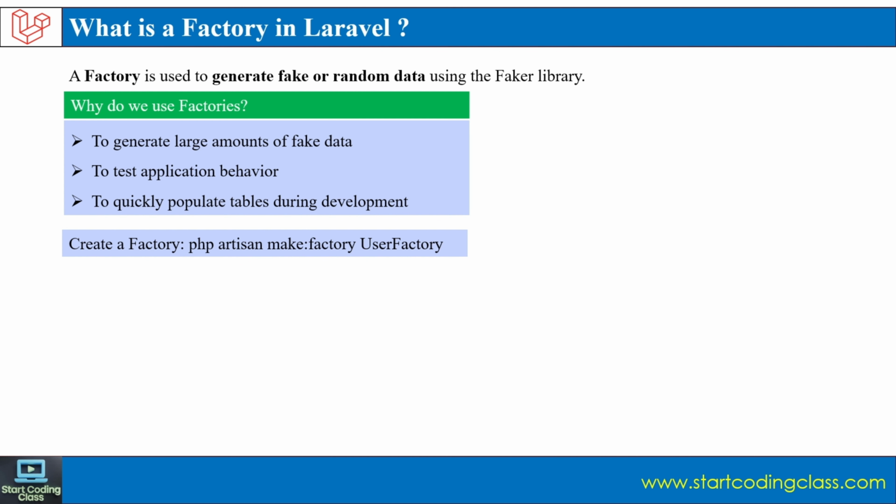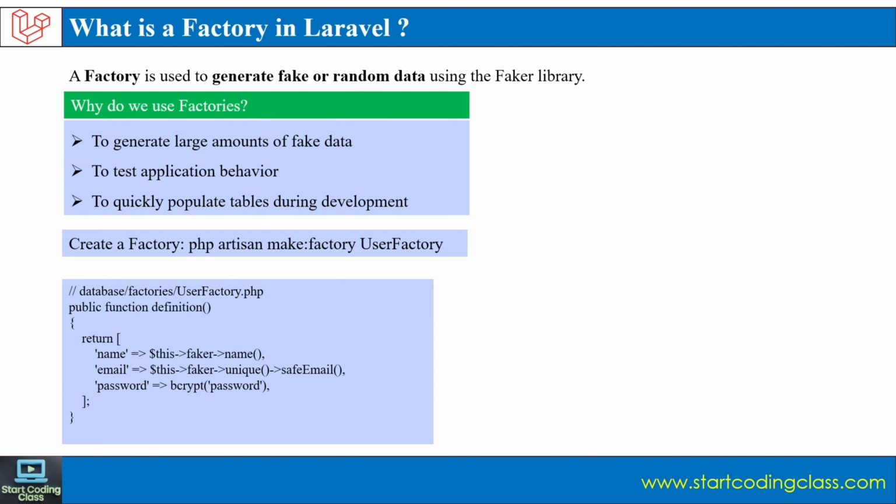If you want to create a factory in Laravel, you need to write in your command prompt php artisan make:factory UserFactory. It will create a file inside the database, inside the factories folder. So you can see database, inside the factories folder, this will create UserFactory.php where the code is something like this: return name is $this->faker->name, email is $this->faker->unique()->safeEmail, and password is bcrypt('password'). So it will create random data.